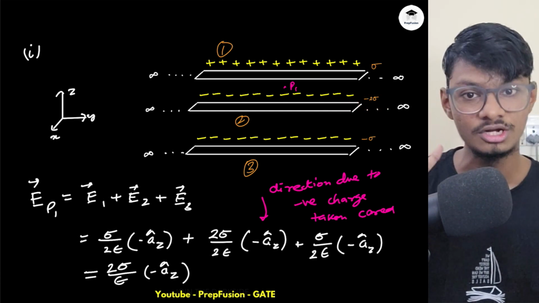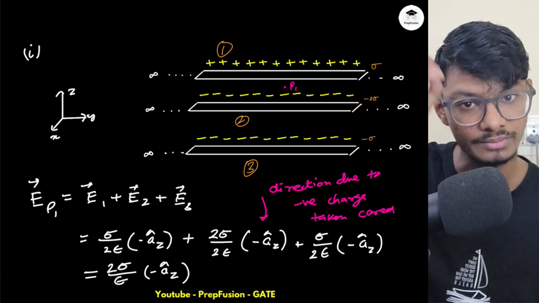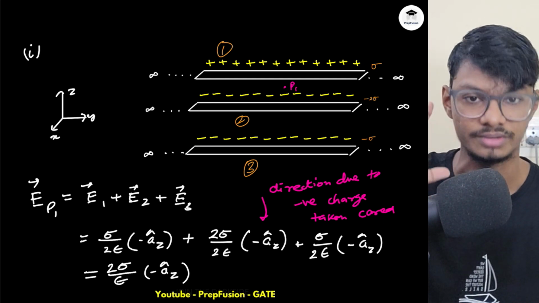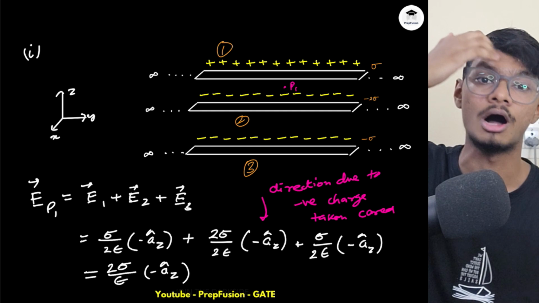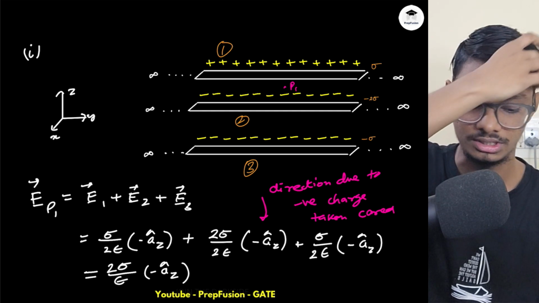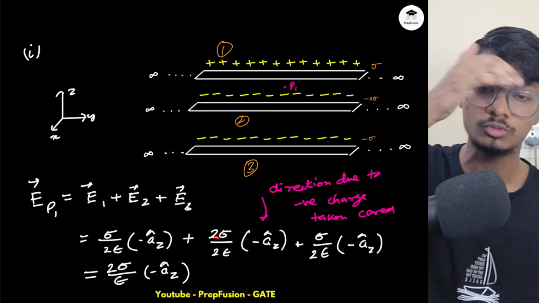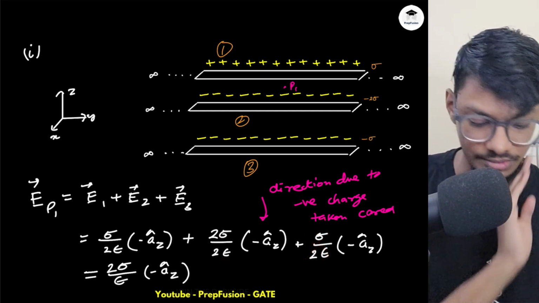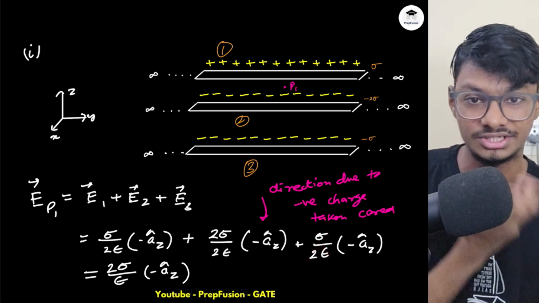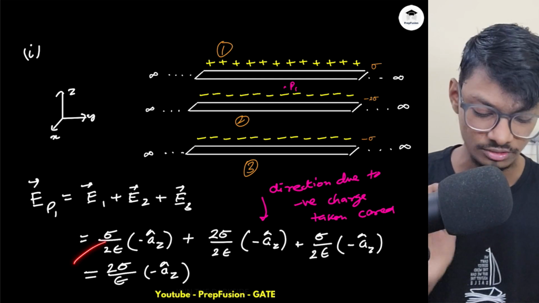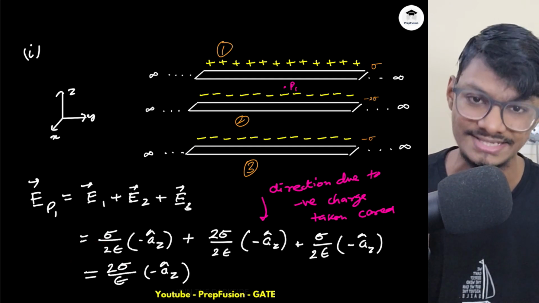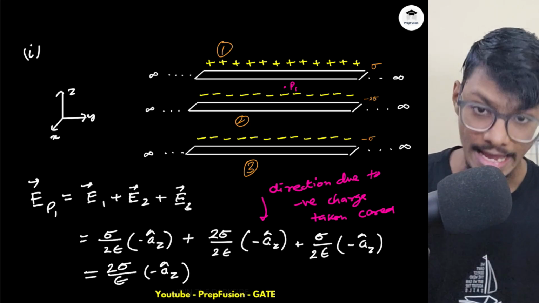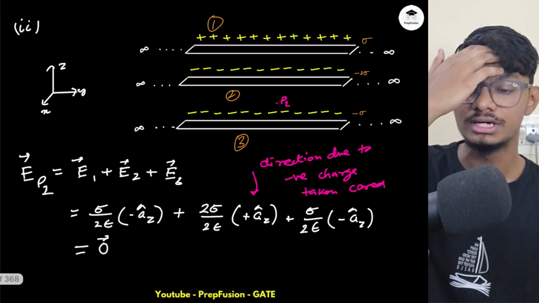So that's the summary of whatever we have been learning. Direction you write separately, magnitude you write separately, else you will be confused. You will be confused, trust me. If you learn from other educators, you know how confusing the direction part is. So you write the magnitude here 2 sigma by 2 epsilon, then sigma by 2 epsilon. That's it for this third sheet. Then if you add all these three, these are in negative AZ direction, so this will be 2 sigma upon epsilon. So that's the answer for the electric field intensity for the first part.